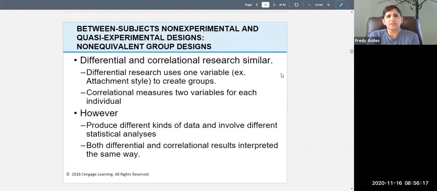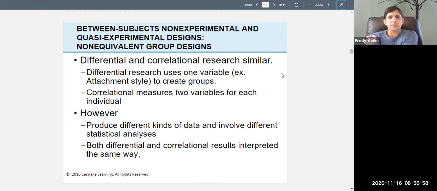Let's talk more about these non-equivalent group designs. There are some similarities here between differential research and correlational research. This is just a side note, but there are some similarities between doing a correlational study and doing a differential research design. With a differential research design, you use one variable, like let's say attachment style, or maybe gender, or maybe sexual orientation, to create the groups.